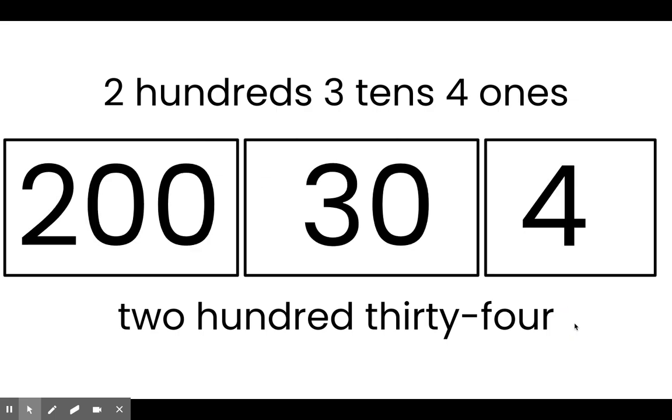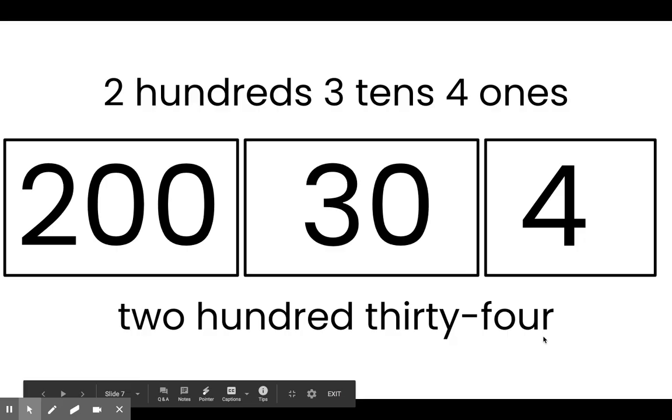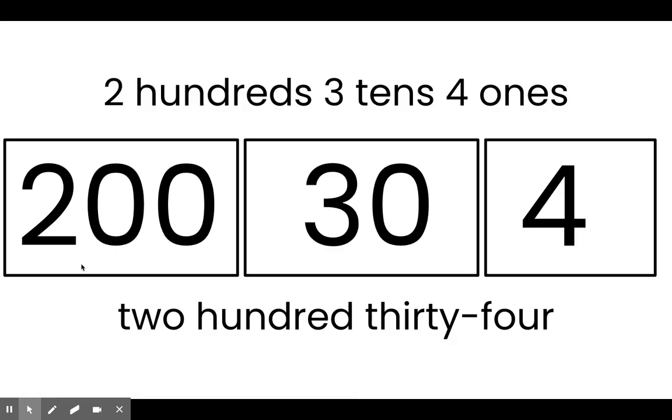When I expand my place value cards, it doesn't change the fact that it's still 2 hundreds, 3 tens, and 4 ones, or 234. Just because you're seeing the number 200 doesn't mean I have 200 hundreds. No, it just means I have two groups of 100, which makes 200. When you see 30, it means I have three groups of 10, which makes 30.